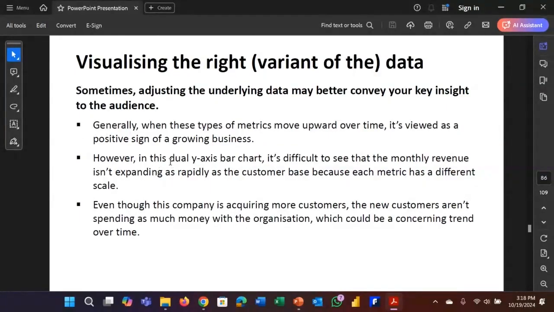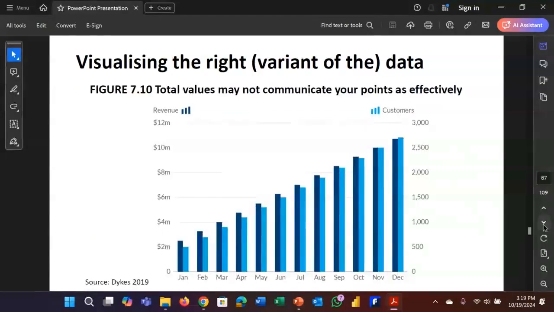Okay, never mind. So you see, in this dual y-axis bar chart, it is difficult to see that monthly revenue isn't expanding as rapidly as the customer base because each metric has a different scale. So the scale must be the same. If the scales are not the same, it is very difficult for you to do. The other thing is, even though this company is acquiring some customers, the new customers aren't spending as much money with the organization, which could be a concerning trend over time. So see whether you have this.